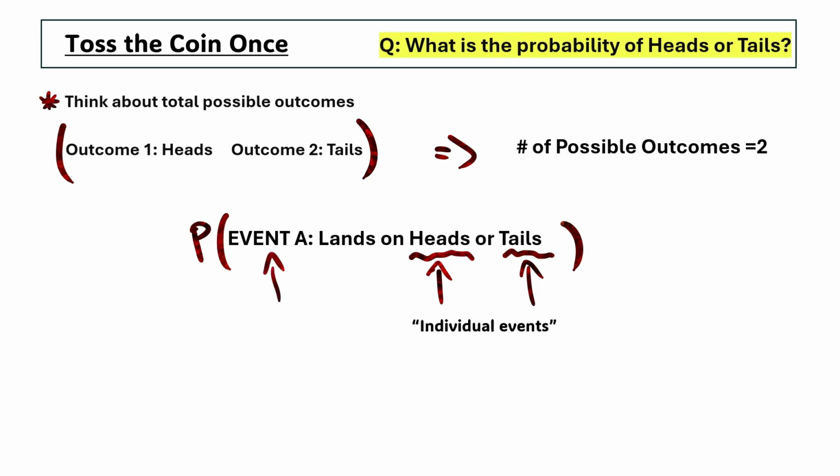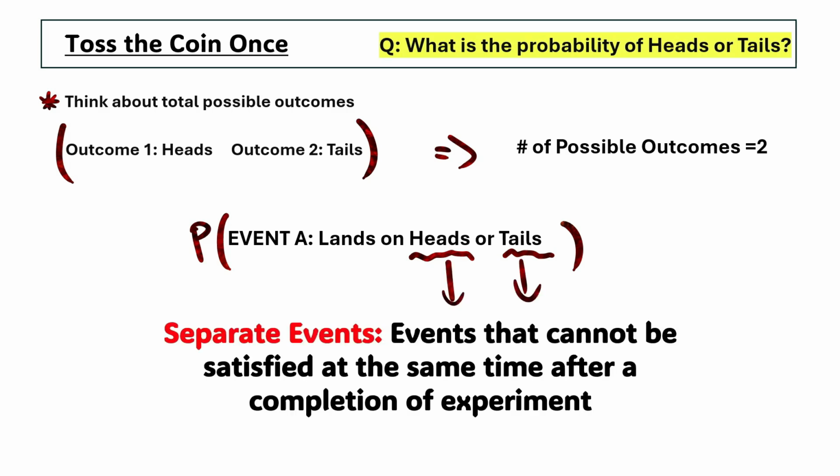So in our question, the event that we are interested in is event A, the coin landing on heads or tails. And the various results that make up event A, coin landing on heads, and the other result, coin landing on tails, I'm simply calling them individual events in this video. Okay, so then coming back to our question, in order to find the probability of event A, all we have to do in our case is to simply add the probabilities of the two individual events. And that's because the two individual events are two separate events. And when I say separate events, I mean events that cannot be satisfied at the same time after a completion of an experiment.